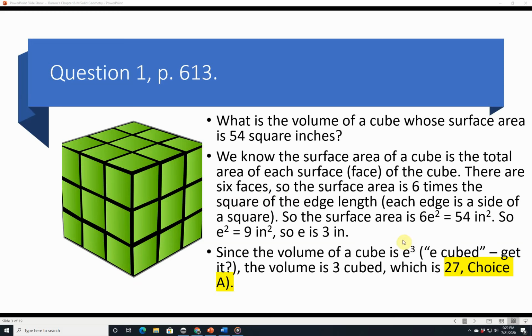So the surface area is 6e squared, because there are 6 of these faces, which is equal to 54 inches squared, or 54 square inches. So e squared is equal to 9 square inches, because we just divide through by 6. So e is 3 inches. Since the volume of a cube is e cubed, the width times the height times the length, the volume is 3 cubed, which is 27, which is choice A.